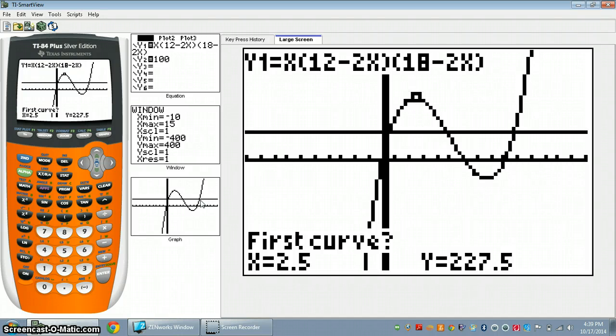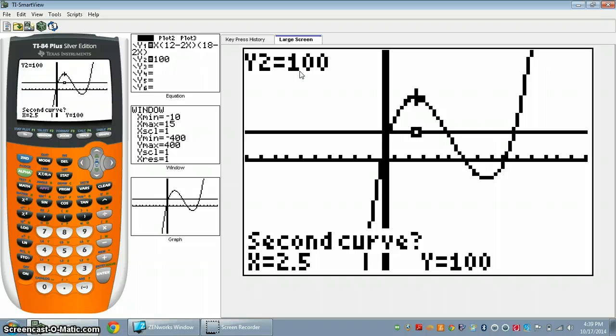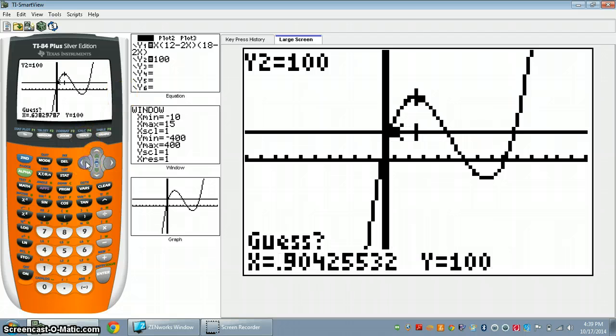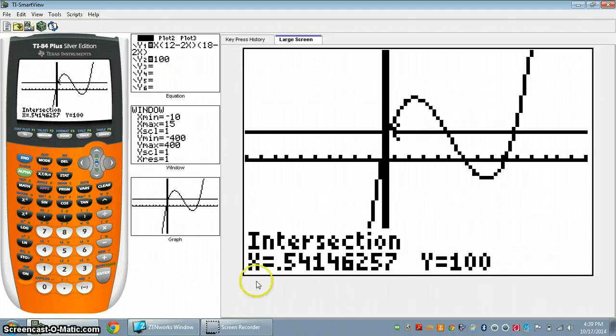Again, it's going to ask you, is this the first curve or first equation? And you say, yep, y1, first equation, so I push enter. Is this the second equation? Yep, that's the second one I entered in. Push enter. And it's going to say, guess an intersection between those two lines. So I'm going to guess that there's one somewhere over here, and I'm going to push enter as my guess. And it turns out that if I made the height of my planter box 0.54 inches, the volume would be about 100 inches cubed.